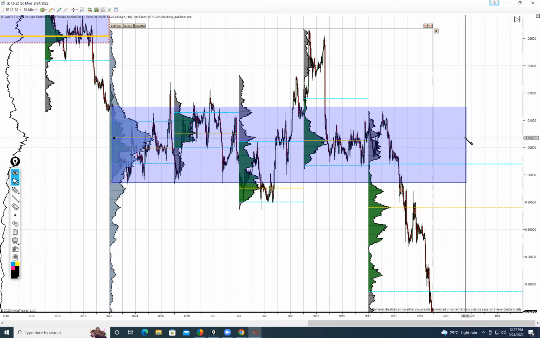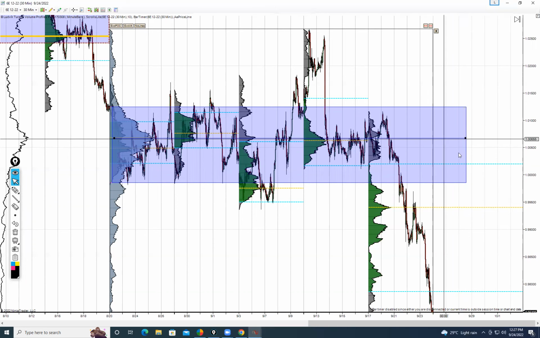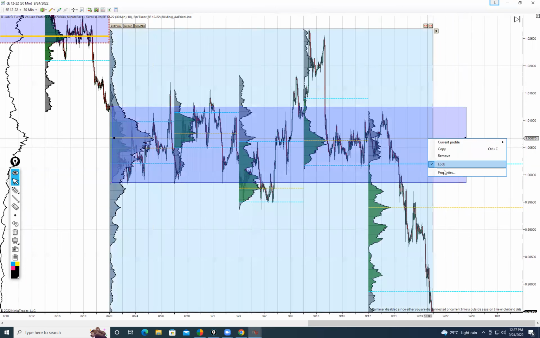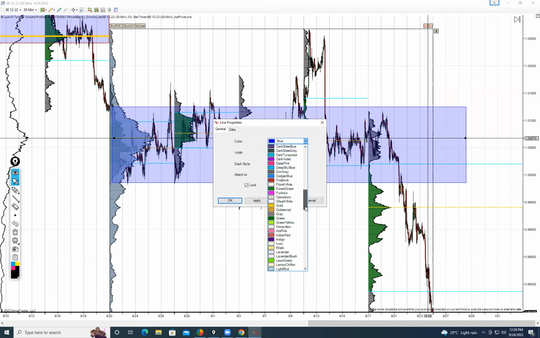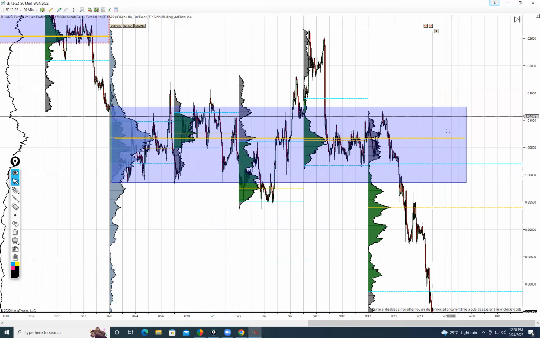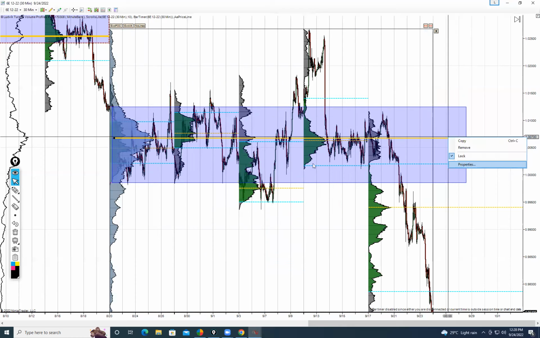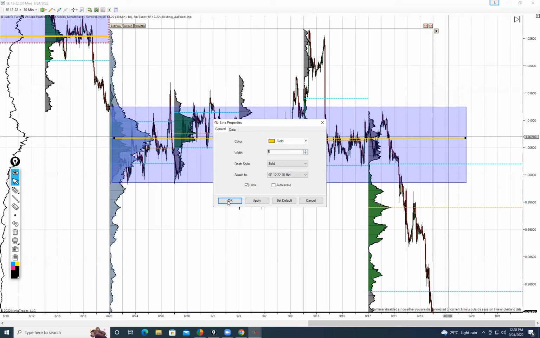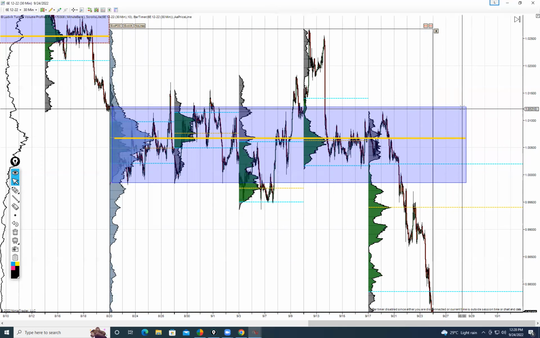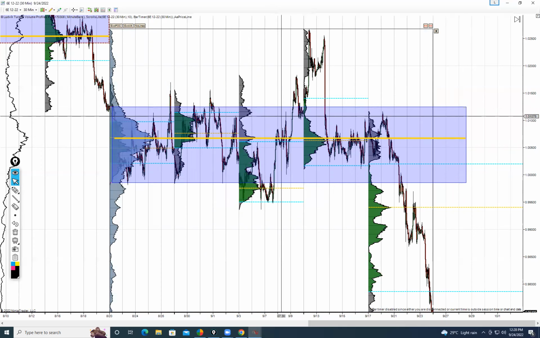Right there. Same process. Let's give it a color. That will be our monthly. So this is now a monthly body area, because you can see 5 weeks in between.